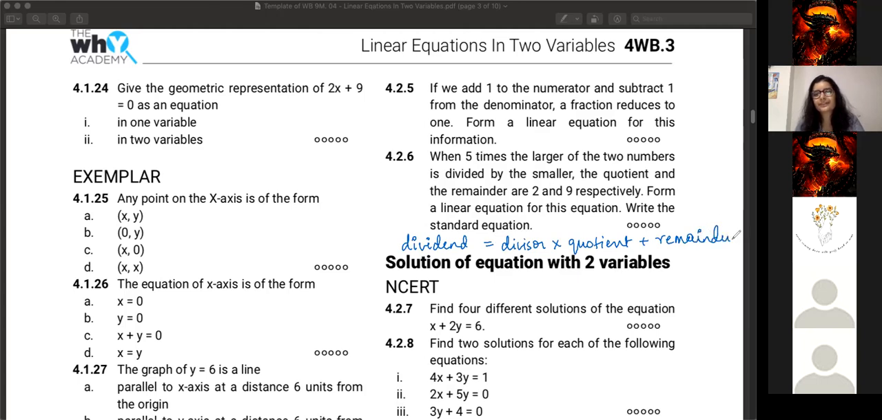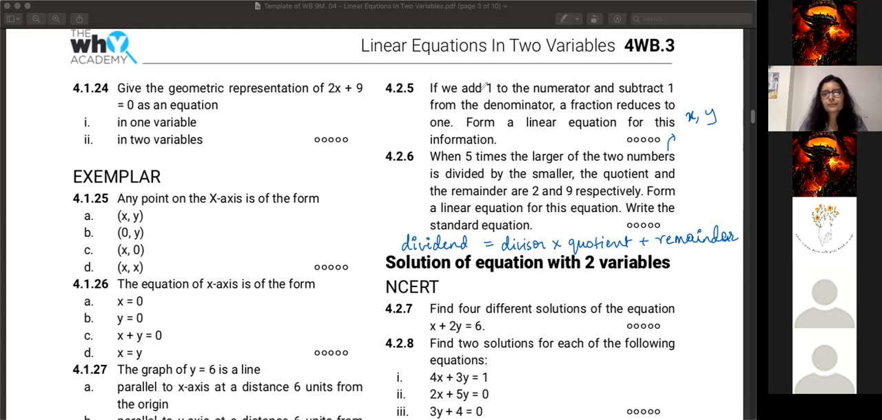Oh, okay. So 5 times of the larger number. So two numbers here. We don't know those numbers. Call it x, y. So 5 times. No, I'm not talking about this one. I'm talking about 4.2.5. Oh, abhi discuss kiya na, ma'am.